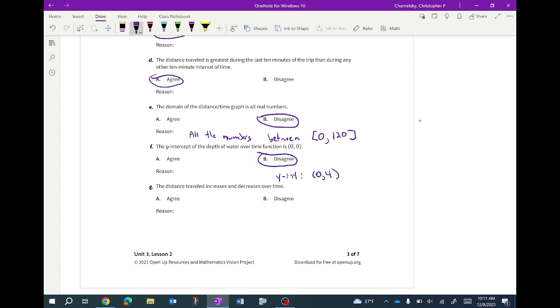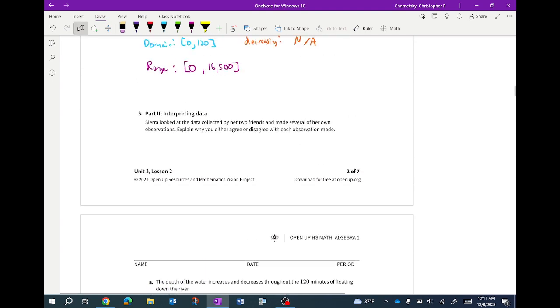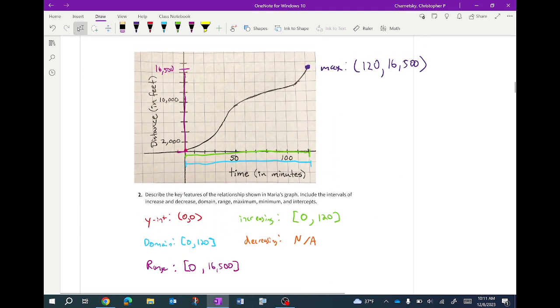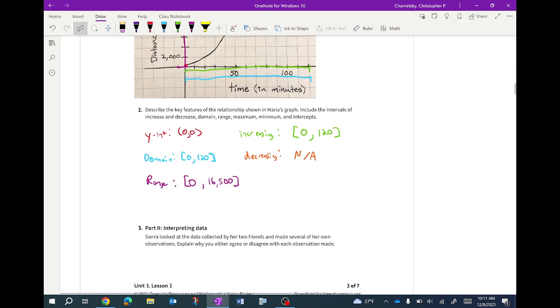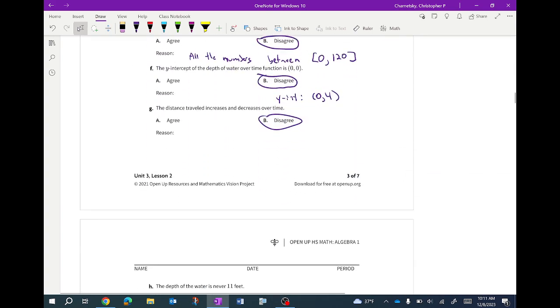Distance traveled increases and decreases over time. That is another disagree. If we look here, it is only increasing. We're only getting further away as time increases.